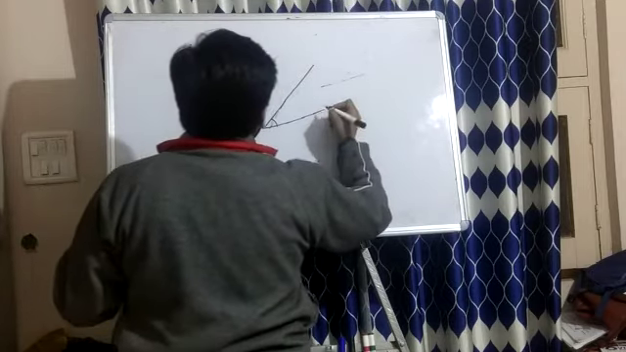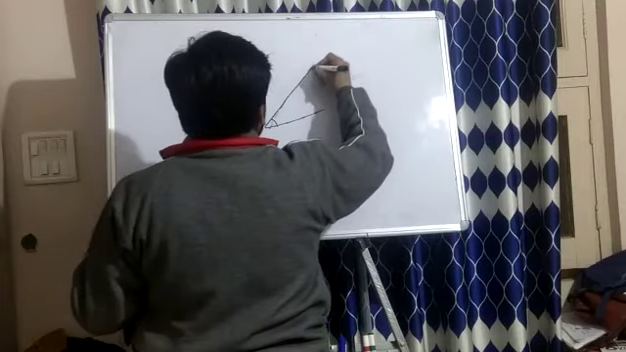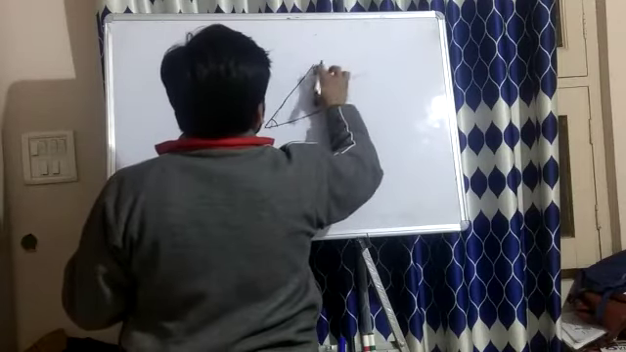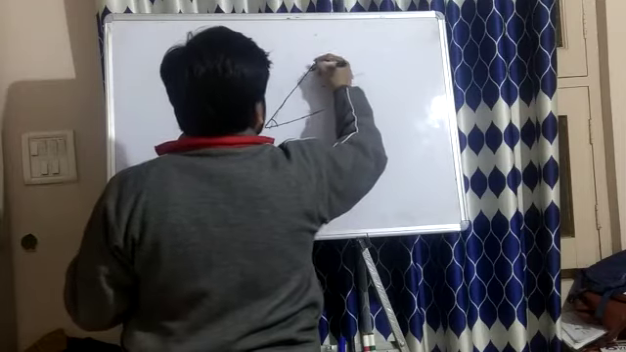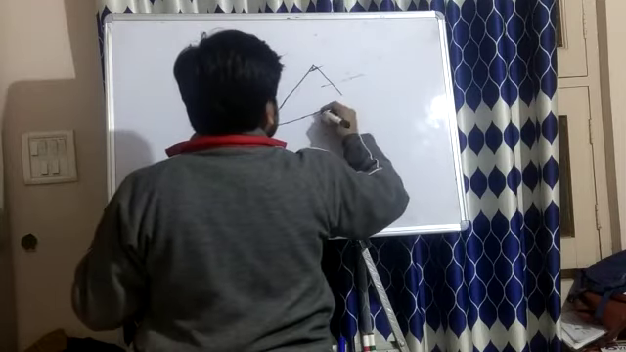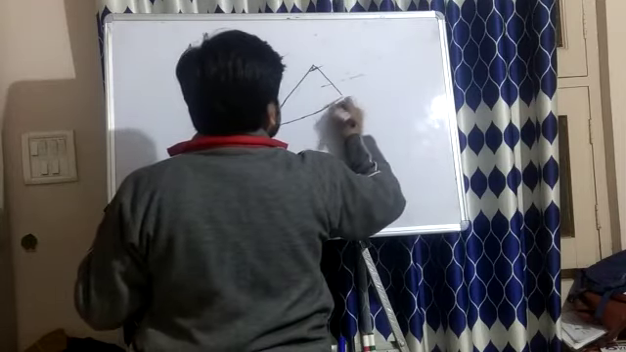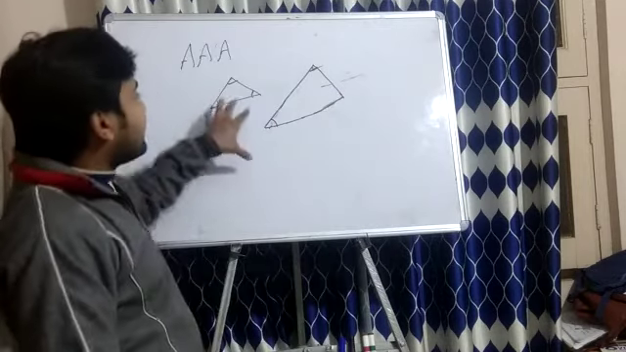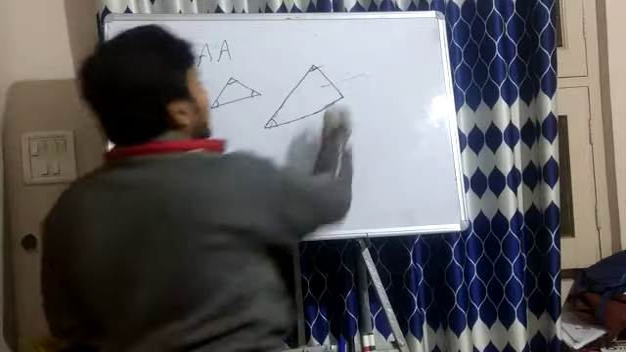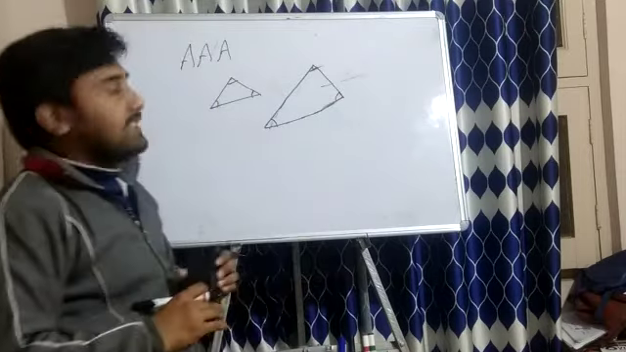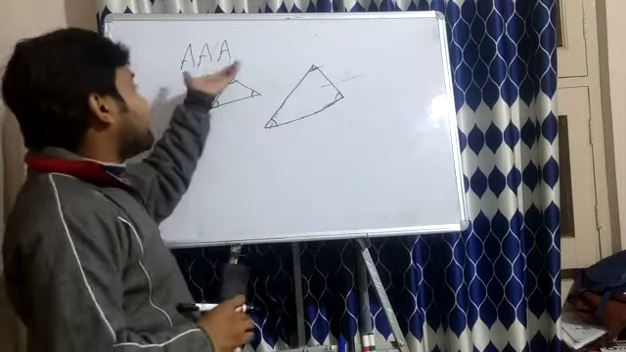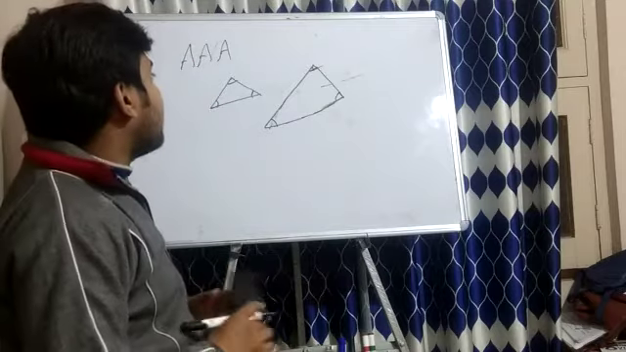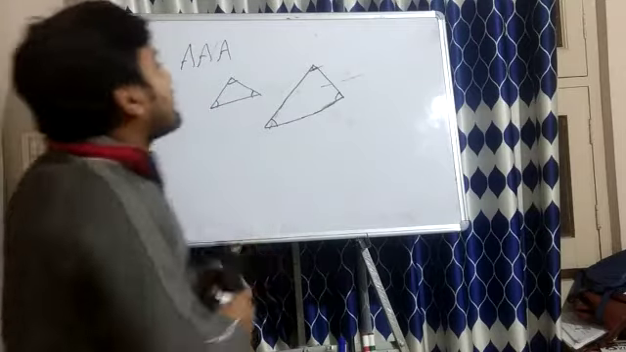Similarly, another constraint will be this angle, this angle, this angle. So clearly we can see that the shapes are identical, but not the size. Okay, so AAA, angle, angle, angle definitely does not work for congruency. It is another case of similarity.